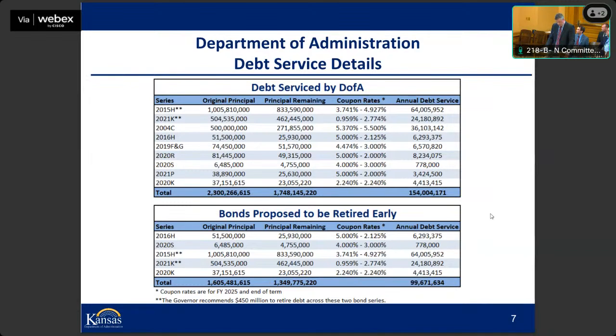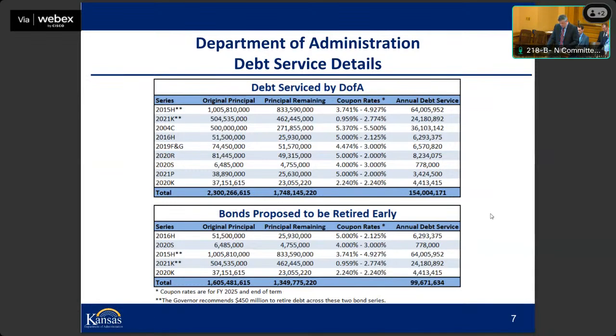2016H, I'll just go line by line. 2016H is callable in fiscal '25, so this would actually be a call. You can see the coupon rates from the annual debt service and what the principal remaining is. 2020S is not callable, and I've got Jim McMurray here to help me with the technical details, but there is a method by which we could retire this debt by defeasing it, which has the same net effect as a call. It's just a different vehicle to arrive at that. And I defer the technicalities to Jim McMurray with KDFA to talk through that with the committee, if that's okay.